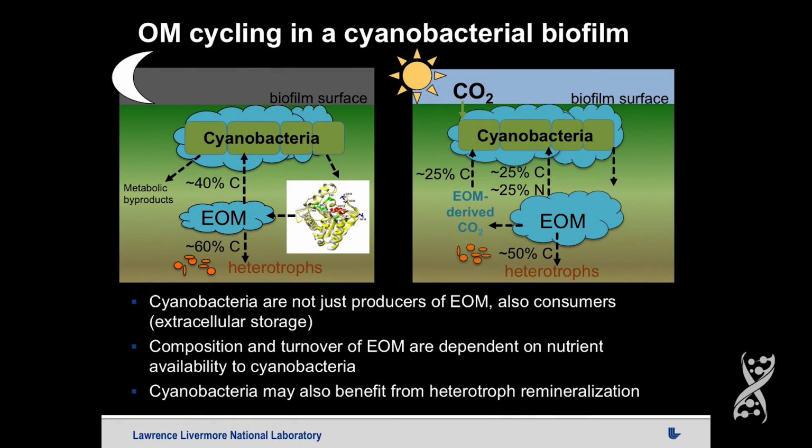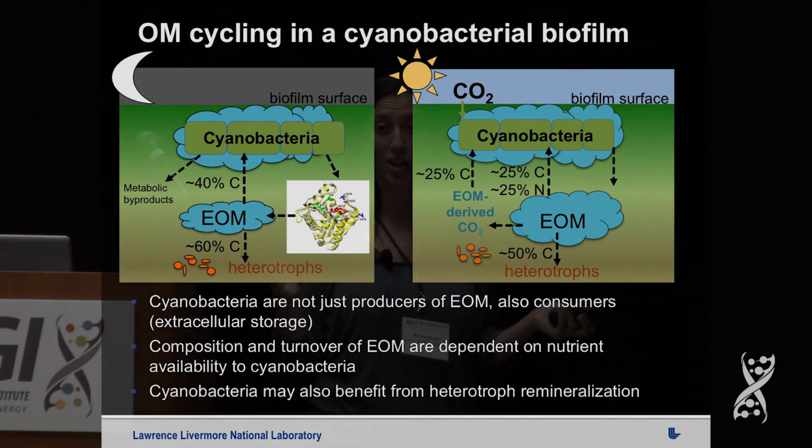And there's definitely some competition going on in here for these extracellular reserves. So finally, just to summarize here, we have a really interesting model system for studying organic matter cycling in a simplified system. And we find, first of all, that the cyanobacteria don't just produce this extracellular organic matter, but they're also consuming it. And they're preferentially consuming it. And it's very dependent on their light-dark status.